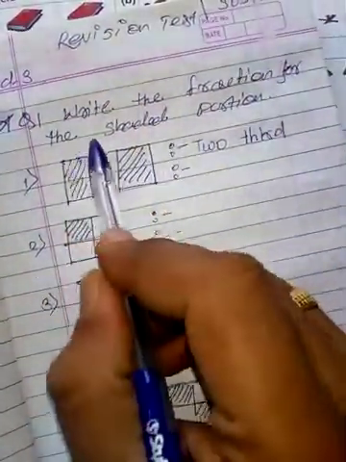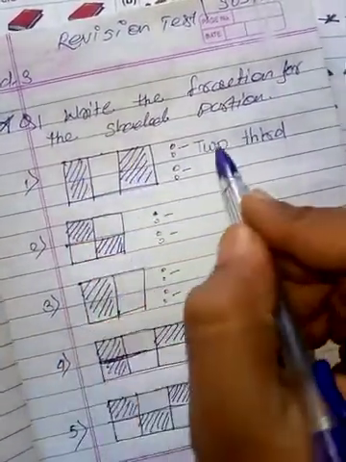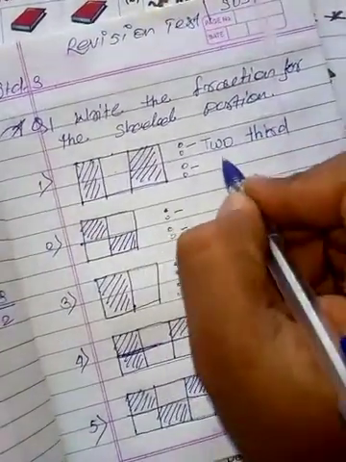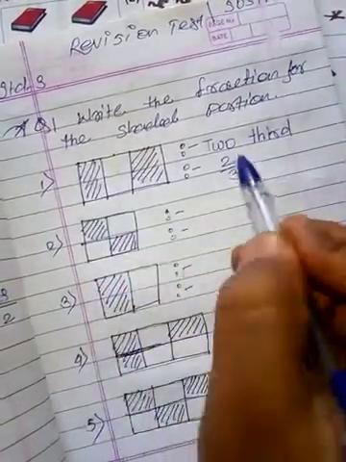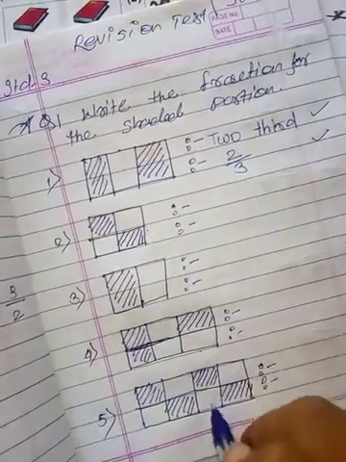Write the fraction for the shaded portion. Okay, so here 2 parts are shaded, so 2/3. This is the fraction name, and how we will write it is 2 upon 3. Total parts. In these two ways you have to write down the answers. Okay, here also, here also, here also.